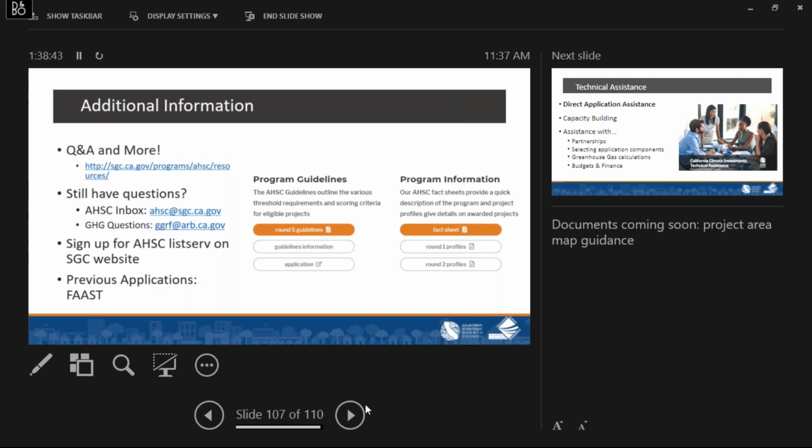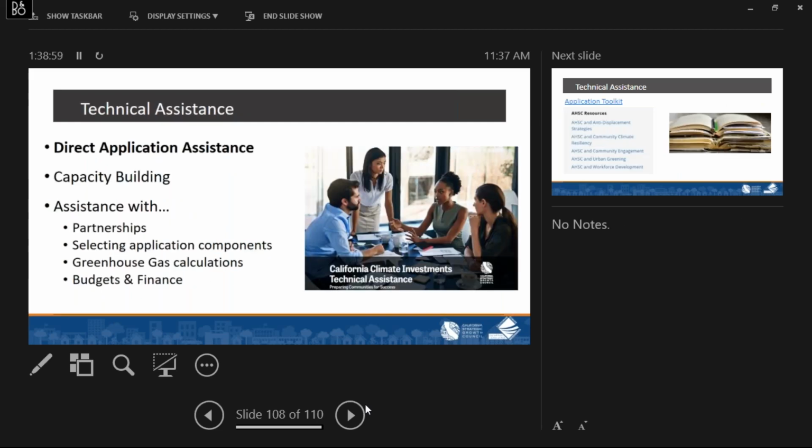And then of course we have our guidelines up there, which are the go-to resource for anything you don't understand. Try to find it in the guidelines first, and then go through some of these other resources and reach out to us if the guidelines don't clarify that.